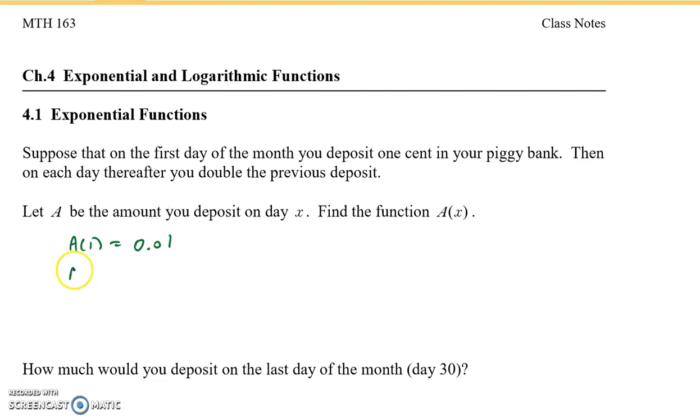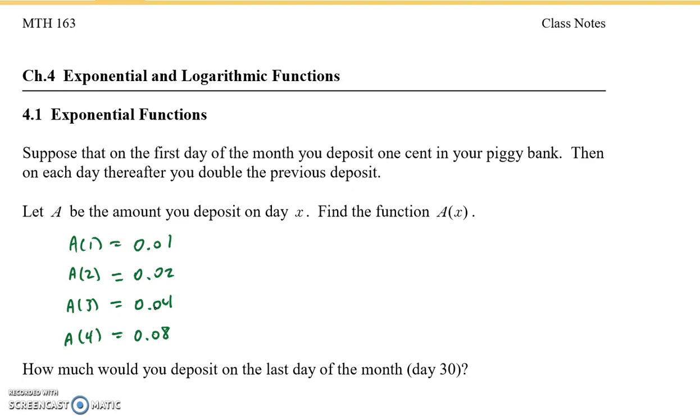The deposit on day 2 would be 2 cents because we're going to double the previous deposit. The deposit on day 3, A of 3, would be double the previous deposit, so that would be 4 cents. Let's do one more. A of 4, the amount deposited on day 4, would be double the previous deposit, so that would be 8 cents. So here we see the amounts deposited on the first 4 days.